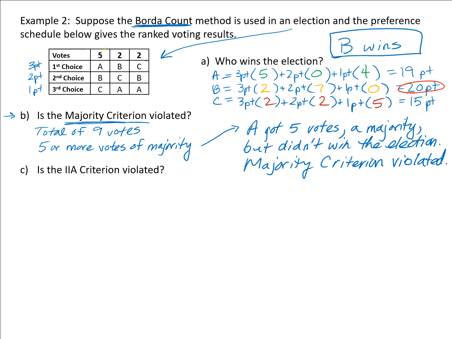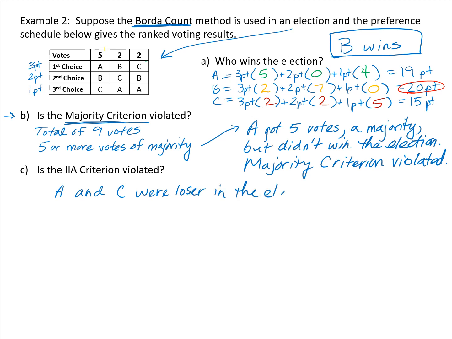Now, the IIA criterion basically says that if a loser of the election were to drop out, would the election results still be the same? For the IIA criterion, they should still be the same. If the results change, then this is not fair. So if a loser drops out, we should still have the same results. So we had two losers here. A and C were losers in this election.